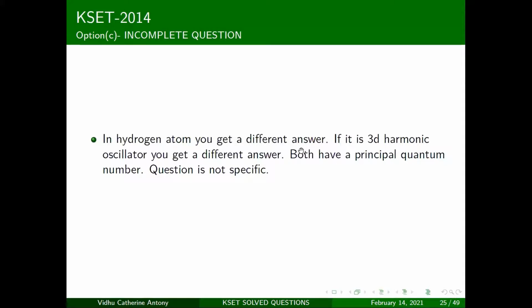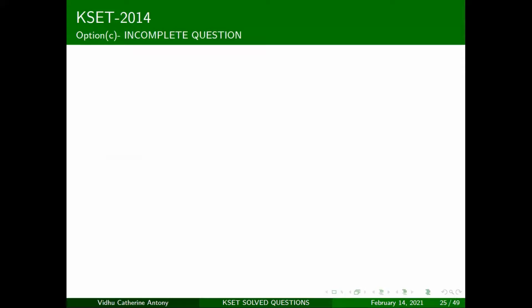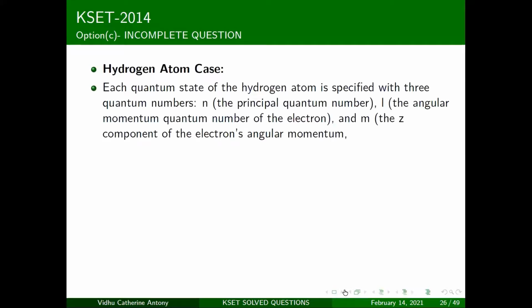In the hydrogen atom, when you do it, you get a different answer for the degeneracy, the number of degenerate states. And if you do it in a 3-dimensional harmonic oscillator, you get a different answer. But both have a principal quantum number. So this question is not specific as to what maximum degeneracy you need to find, whether it's the hydrogen atom or the 3-dimensional harmonic oscillator. So let's just look into the hydrogen atom case, which I'll probably discuss in detail, and then I will just state the results for the isotropic 3-dimensional harmonic oscillator.